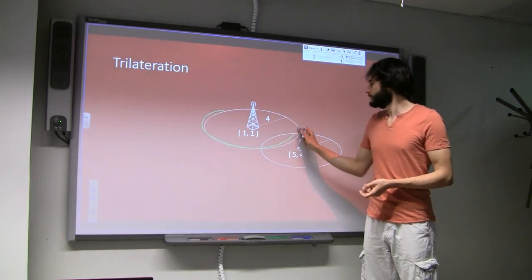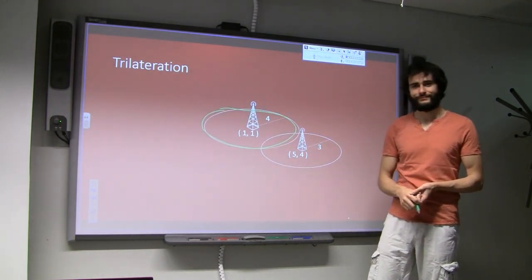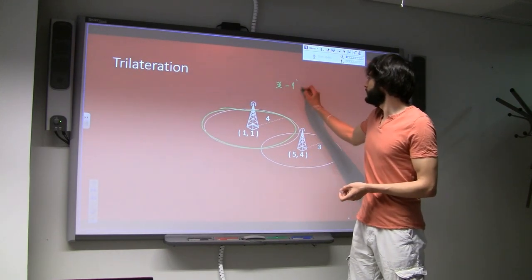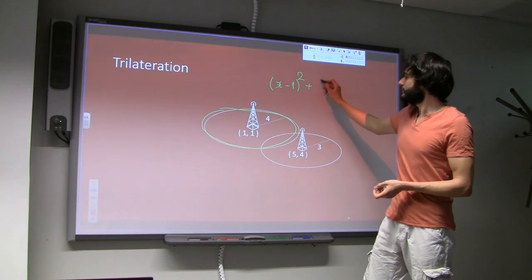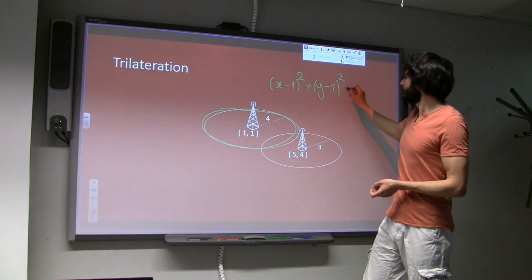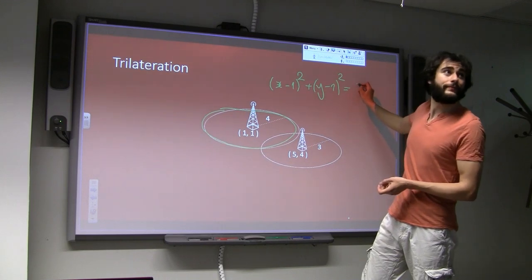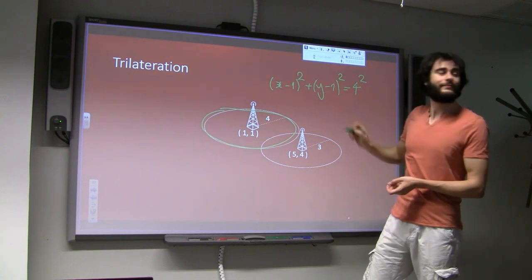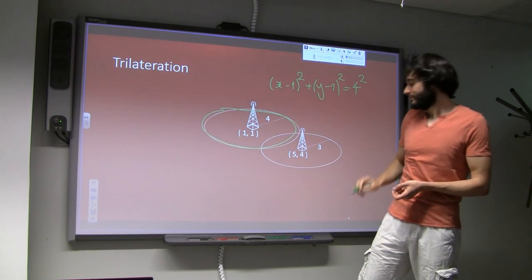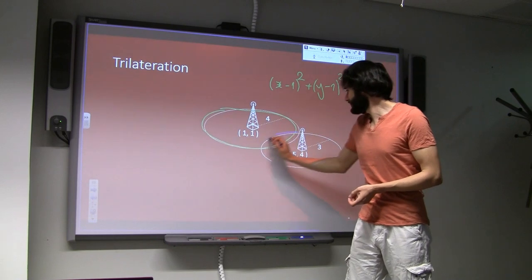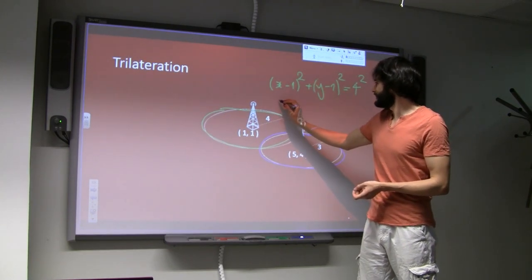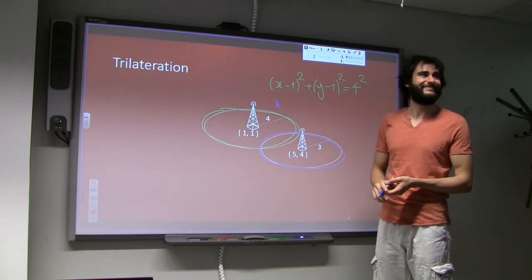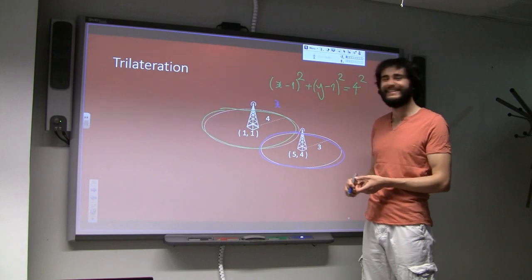X minus 1, the whole square, plus y minus 1, the whole square, equals? The radius squared. Yeah, the radius. It's not 4 square, it could be 2 square, on the first equation. Are you sure? Okay. The other one would be x minus 5 to the whole square.